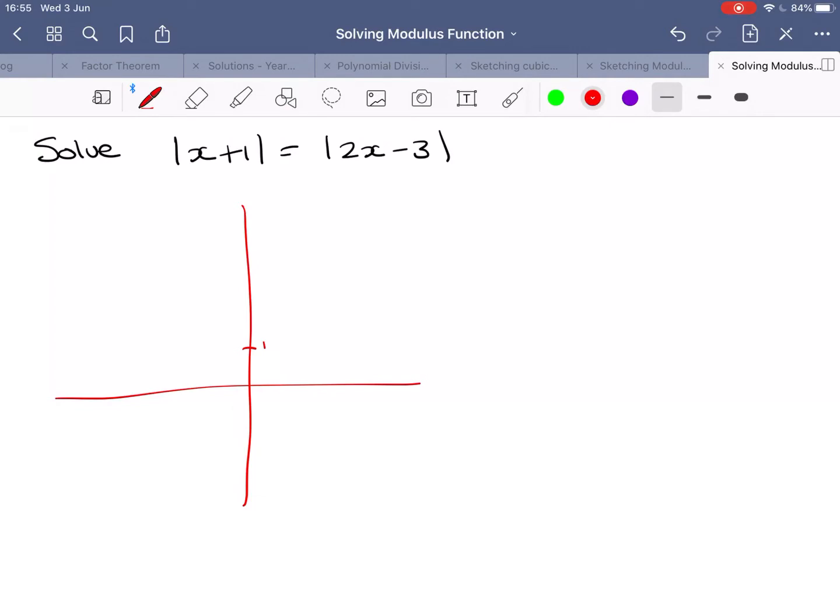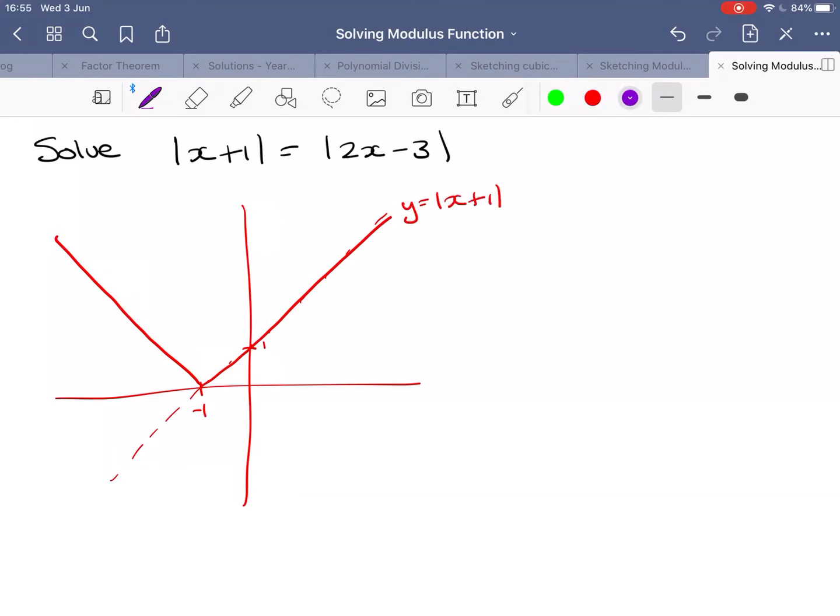So again, it's going to cross at 1. It's going to have a gradient of 1. So it would look like that, where it crosses at minus 1. And so the modulus graph just looks like that. So I've got y equals the modulus of x plus 1.